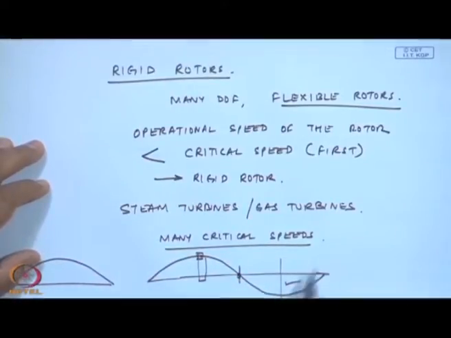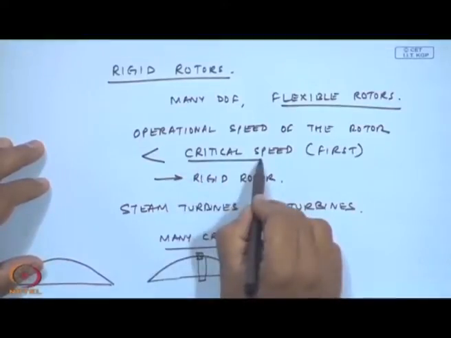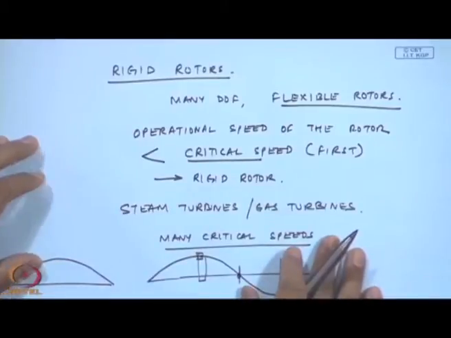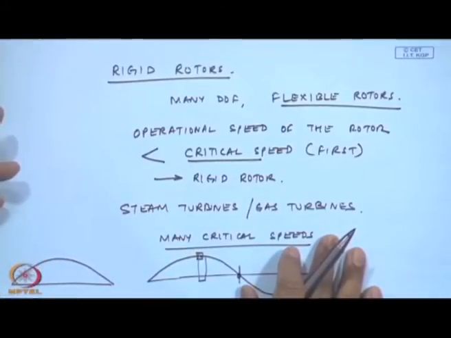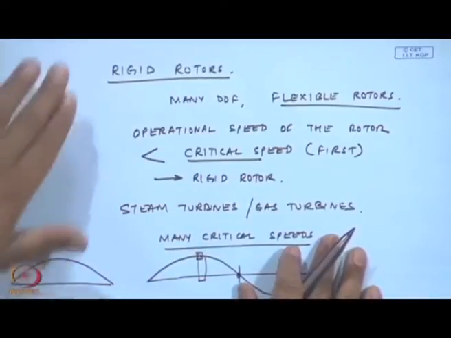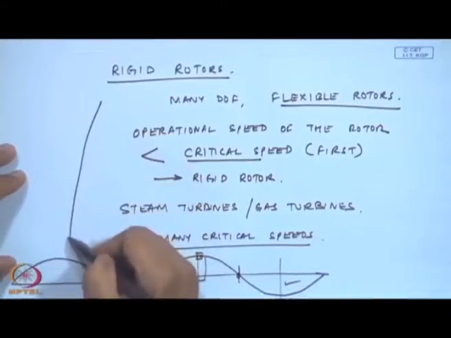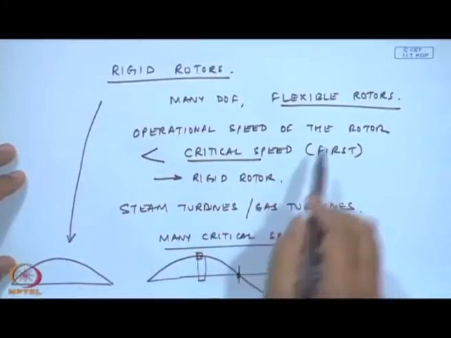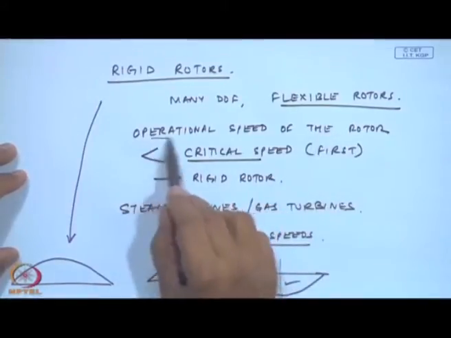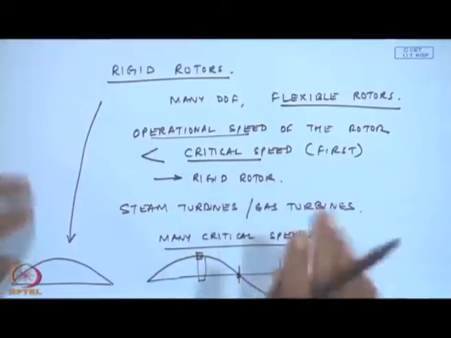Okay. And of course, we should not run at the critical speed, we should stay away from it, just so that we do not have the condition of resonance. But in this class, our attention is focused on these rigid rotors, and we are looking at operational speeds less than the first critical speed. Okay. So, balancing can be a very complex phenomenon.